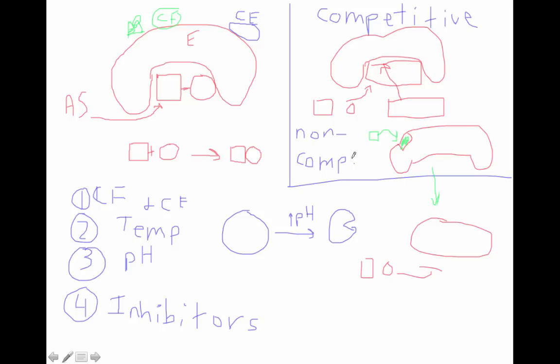In non-competitive inhibition, the inhibitor, in this case the green square, doesn't bind to the active site. It doesn't compete for the active site. It binds to a separate site on the enzyme. When it binds to this separate site on the enzyme, it changes the shape of the protein in such a way, as we see here, that the real substrates, the square and the circle, are no longer able to bind to the enzyme.